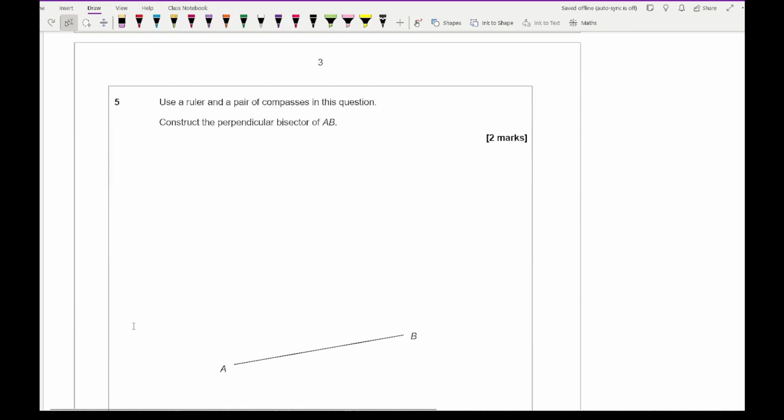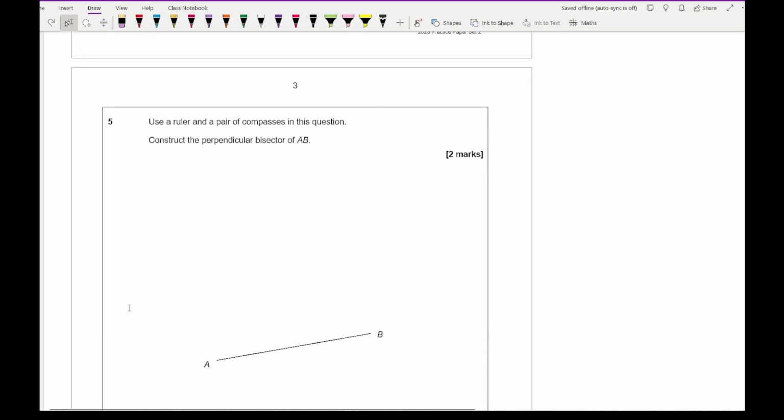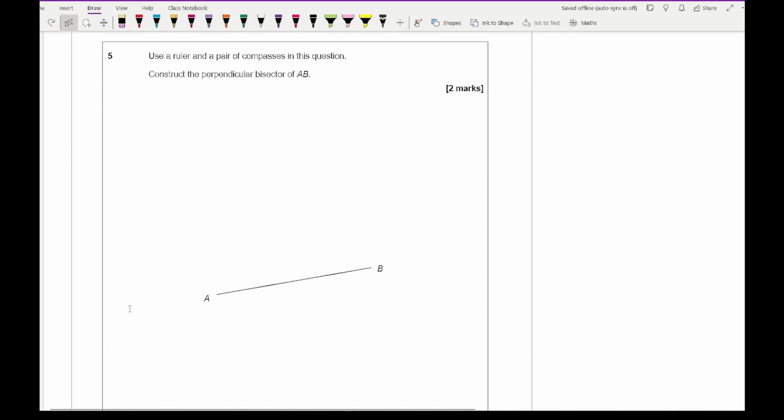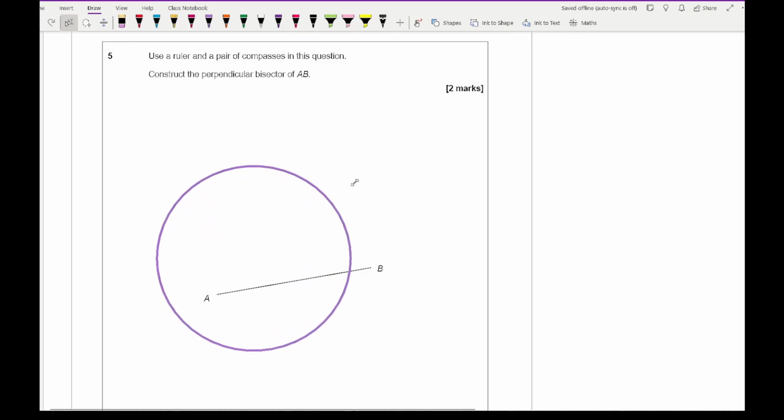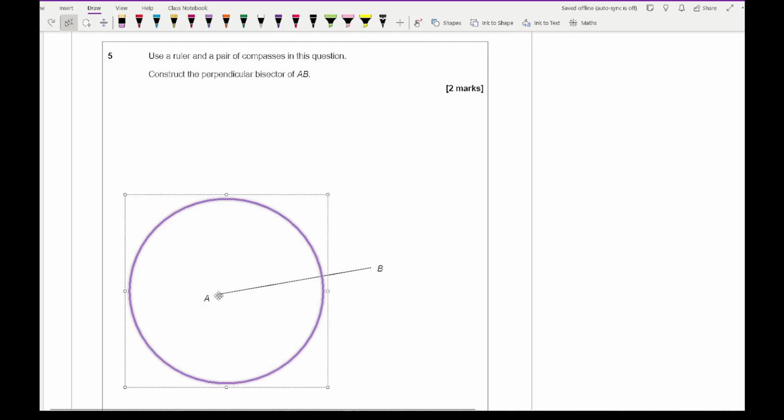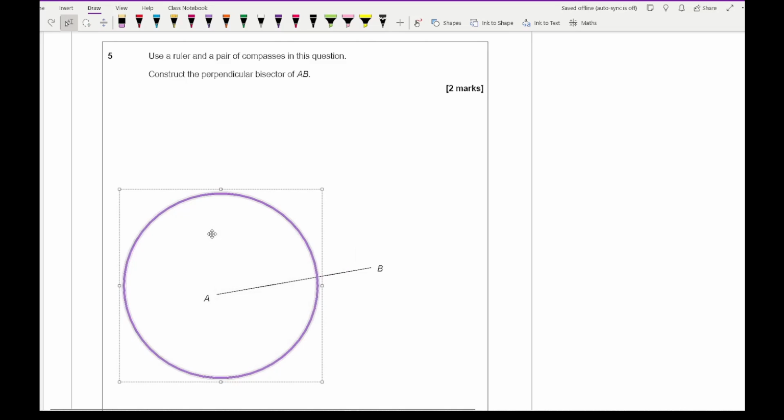Moving on to question 5. Now this one is going to be a bit of a challenge to do on the computer, so let me just talk you through how we go about this. So we need to draw the perpendicular bisector of A and B. Now with this, what you want to do is draw a circle with your compass with the centre of one of the points, and you need to make sure that that circle's radius is just a bit bigger than halfway between A and B.